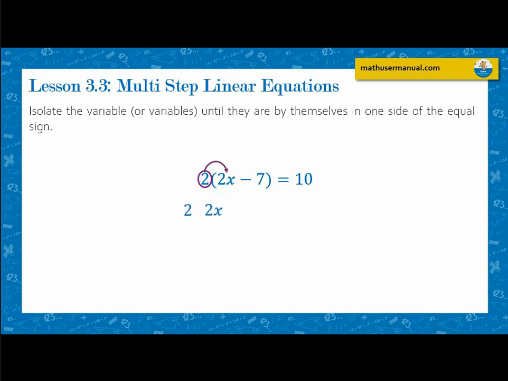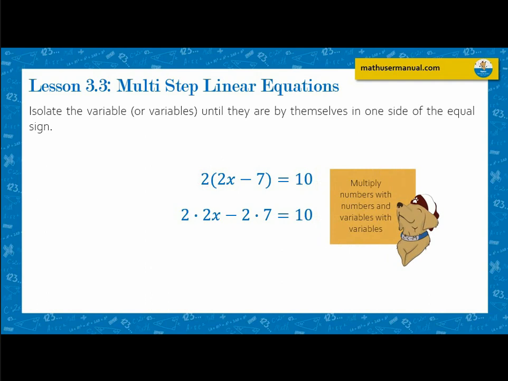So 2 times 2x, let's just write it like that for the moment. And then 2 times -7. Let's just write it as 2 times 7 for the moment. And the negative, very important, we carry it with us. So we put the negative in front. And this is still equal to 10.